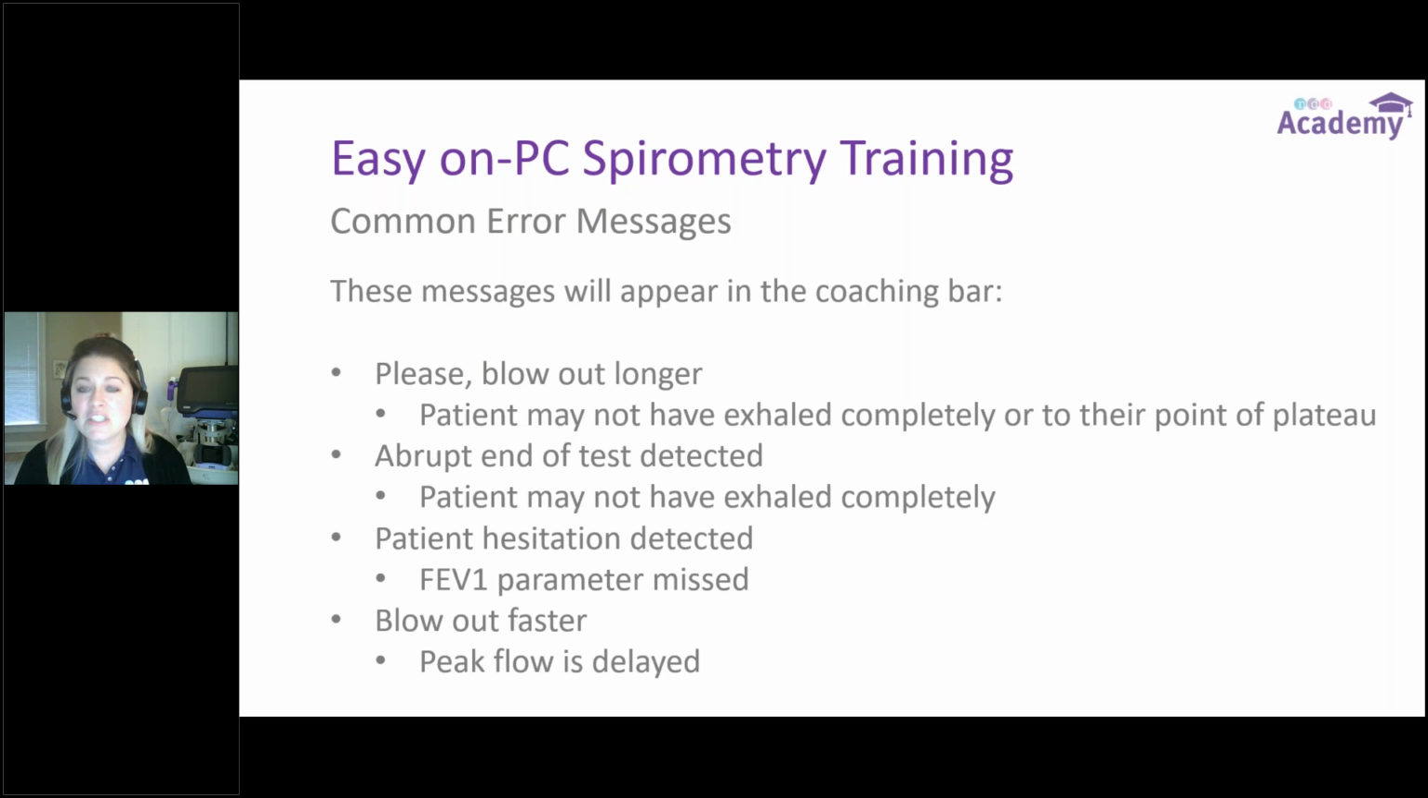Blow out faster is the last one. That just means the peak flow is delayed. The peak flow is the fastest point in that blast out where they're blowing out their air. If they take a big deep breath in and then just kind of squeak along, you're not going to get that peak flow measurement, because we want it to be a big blast. Remember, most birthday candles, sticky as spider web, hard and fast blast out of air so that we can get all of our parameters covered.